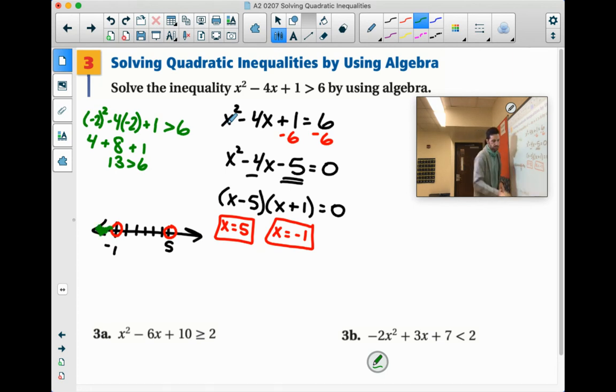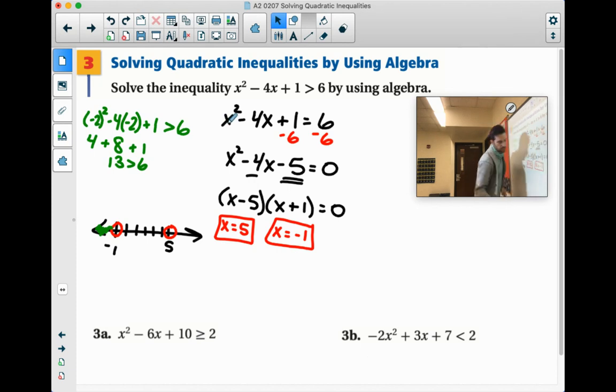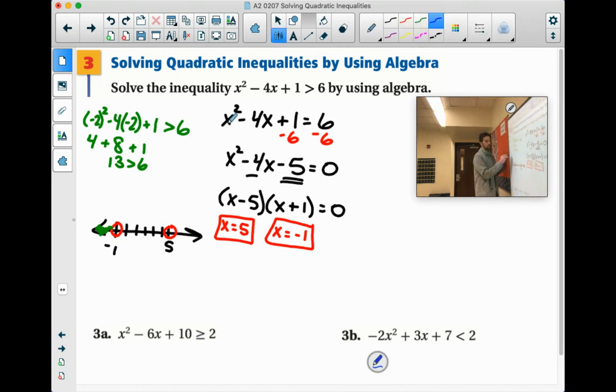Perfect. Let's try a chunk in the middle. Let's try 0. So 0 squared minus 4 times 0 plus 1 is greater than 6. 0 squared is 0. 4 times 0 is 0. So we have 1 is greater than 6. That's not true. So we're not going to shade the part where 0 is. And 0 is right here. So that middle part is not included.